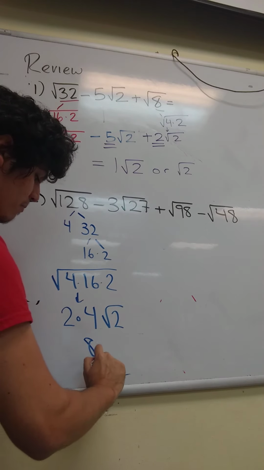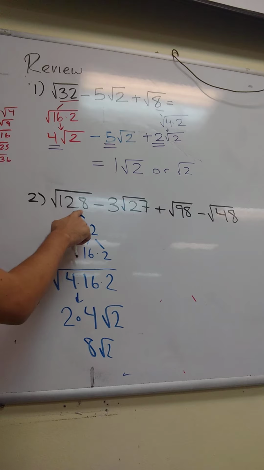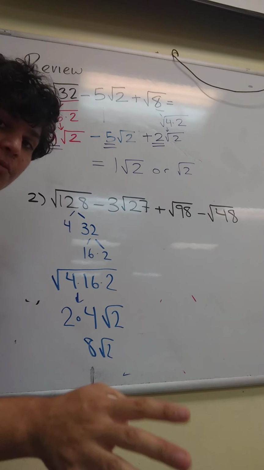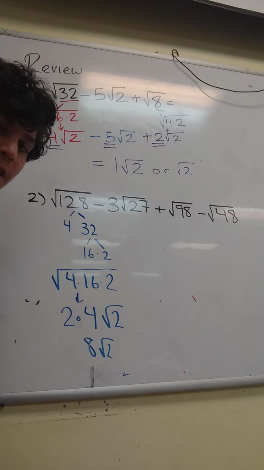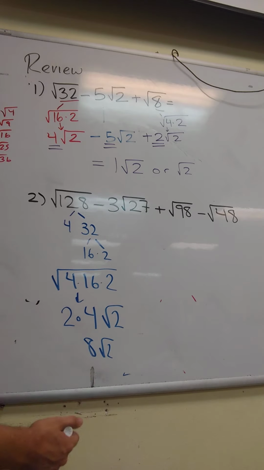Okay, now some of you might say, Mr. Millan, I turned this into 64 times 2. Is that okay? Completely fine. It means that you skipped all these steps and you went right to the last step. Okay, so again, 8 square root of 2.